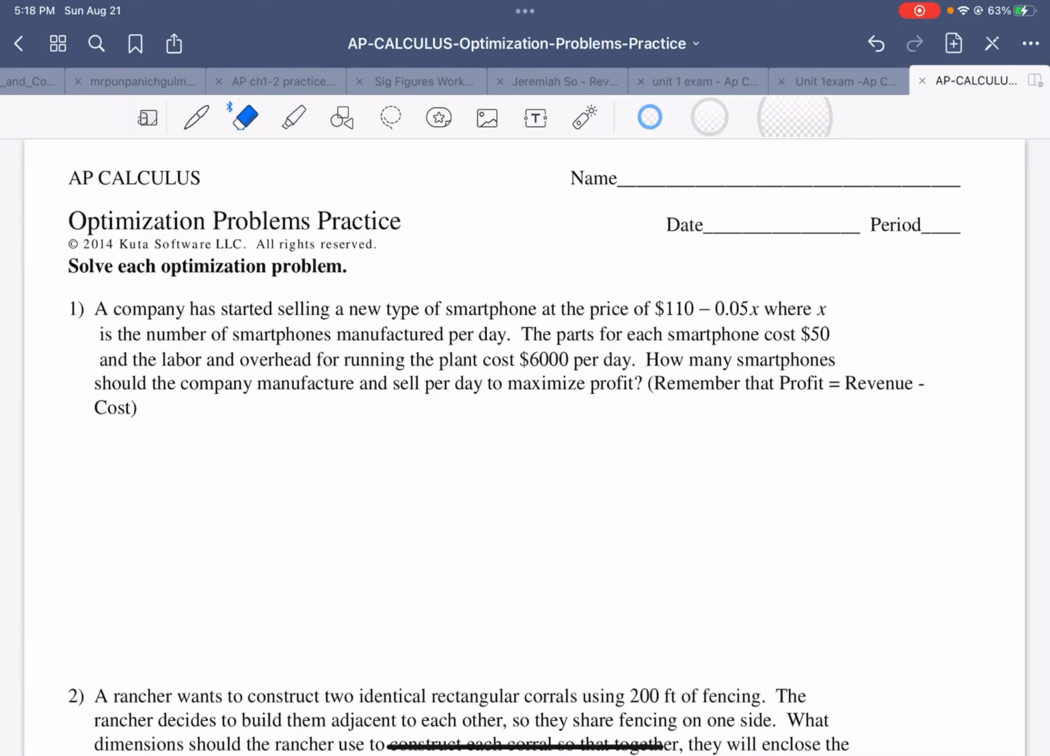Best way to practice this problem for optimization, make sure you pause the video and do it on your own, and then you can compare after. Okay, so let's do number one.